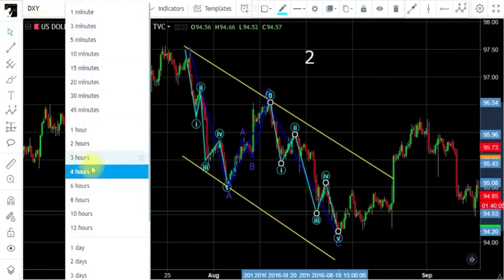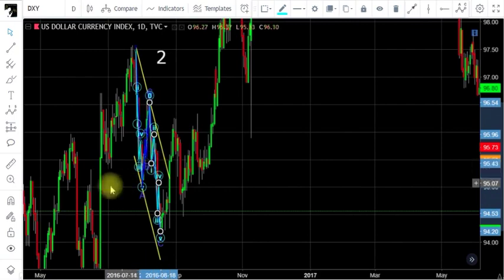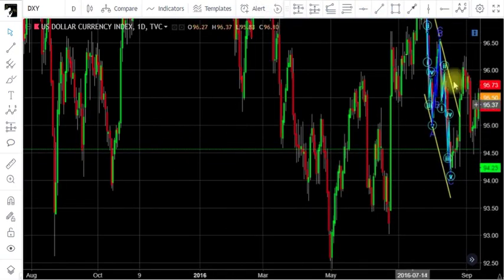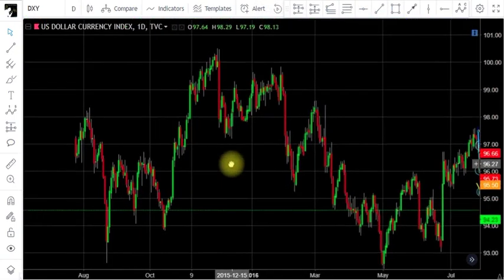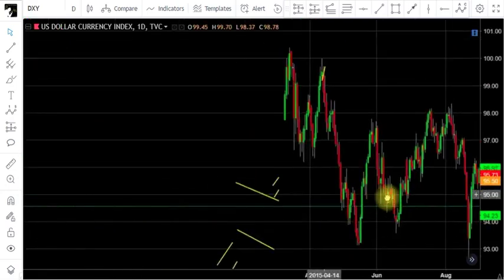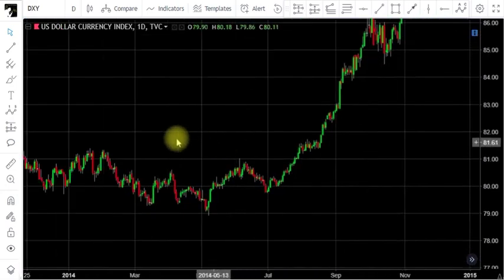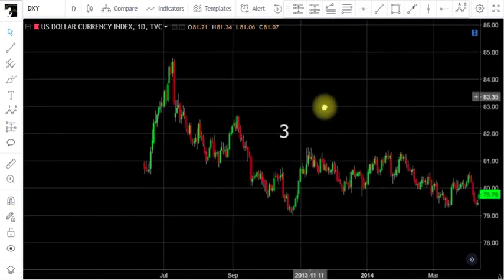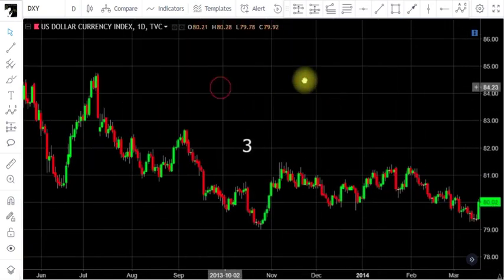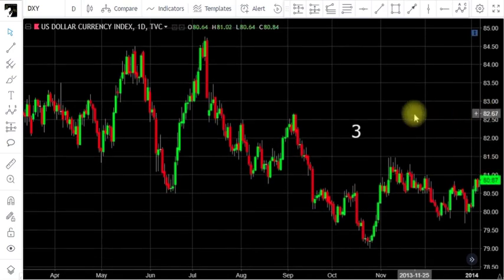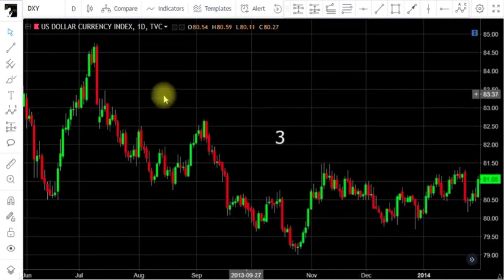Okay, let's take her back to the 1 day again, and we'll find our third one that we're going to look at here. Now remember, guys, don't be worrying too much. We'll be going through these day after day after day, and this is just to give you an overall view of what they look like. Here's the third one here. This little corrective wave coming down here.